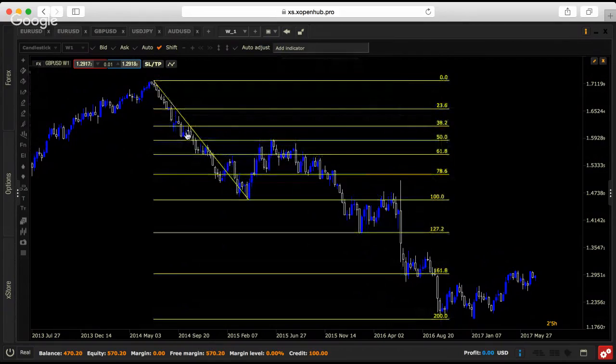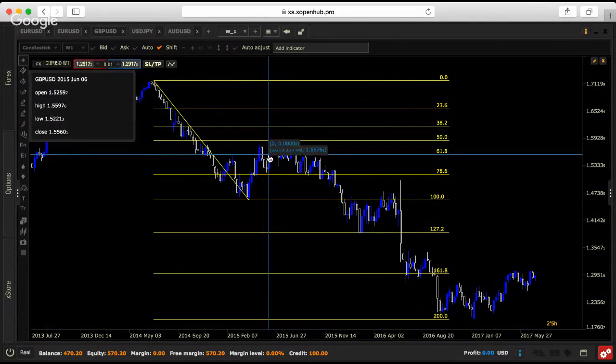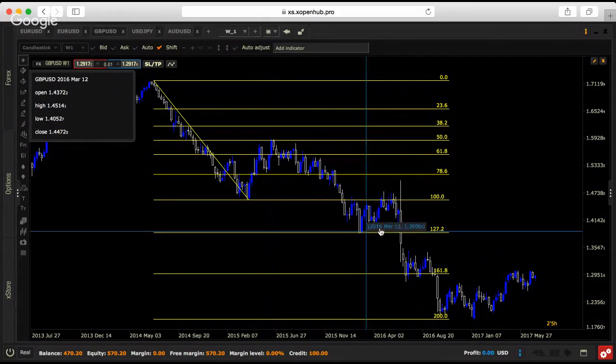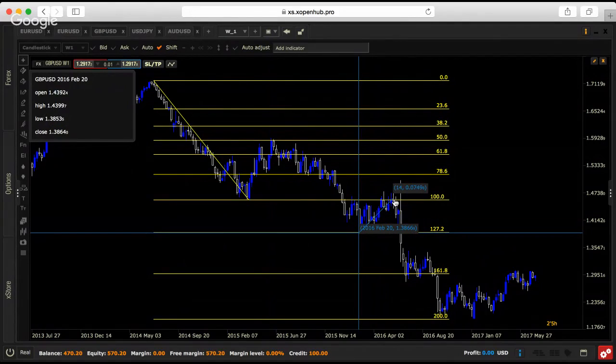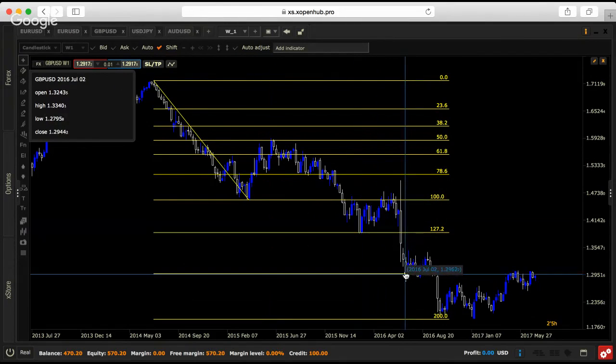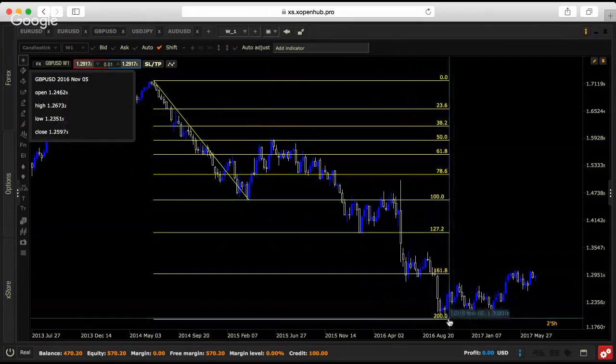So say we were to take entry off of the 61.8, okay? We enter off of the 61.8. Our take profit is the 127. Do you see how this immediately hits this and it reverses? It's no surprise. Do you see how the market hits this 161.8 and immediately reverses? Do you see how this 200 gets hit and it immediately reverses?